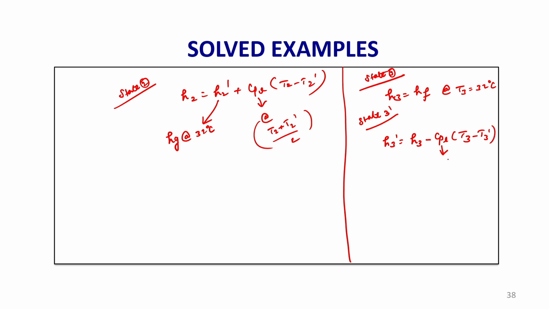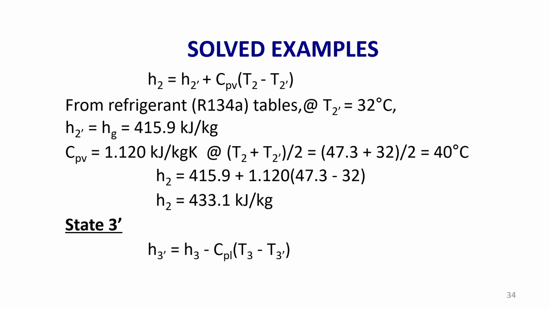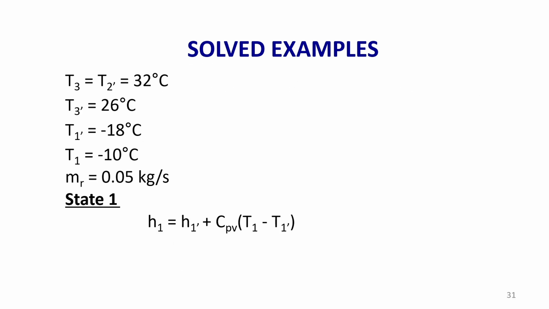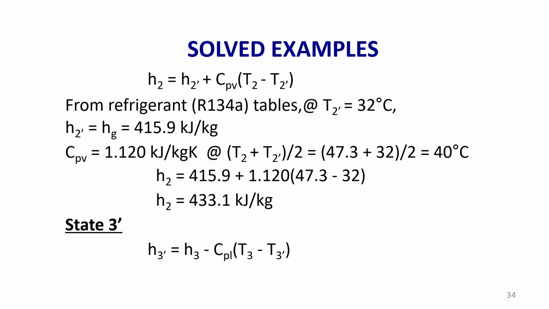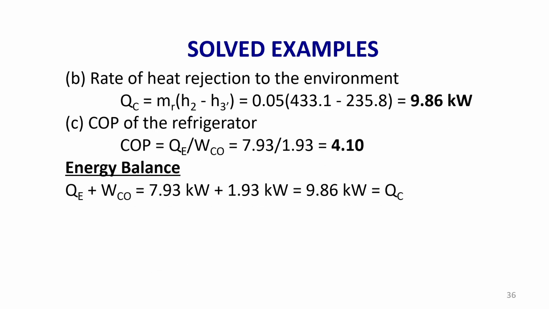Let me write it here. H3 we have found from this one. Liquid Cp is taken at the average of these two temperatures. T3 is 32, T3 dash is 26. So, 32 plus 26 is 58, by 2 is 29, so we take the average of the values at 28 and 30, which we have done before. This is very clear, and I have also substituted the values for this case. So, we are getting T2 as 47.3, and here H1, H2, H3 dash, the energy balance.